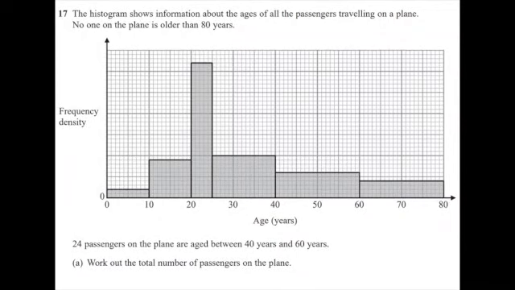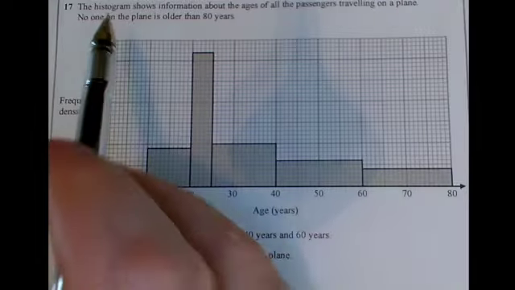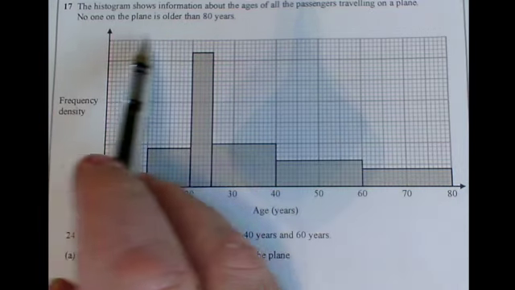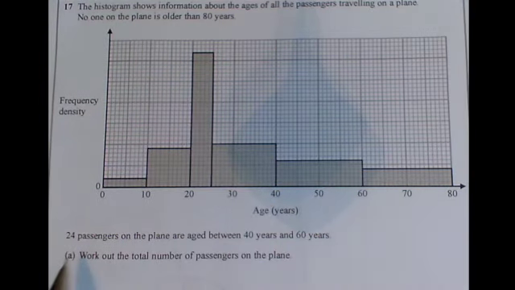So we've got a histograms question here, and histograms mean that it's not a bar chart, it's the area that we're interested in, and the area represents the number of people, in this case passengers on an aeroplane. So it's told us that there's 24 people between 40 and 60. Well, the gap between 40 and 60 is 20 years, isn't it? So it's a gap of 20.